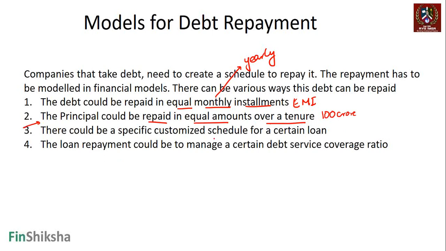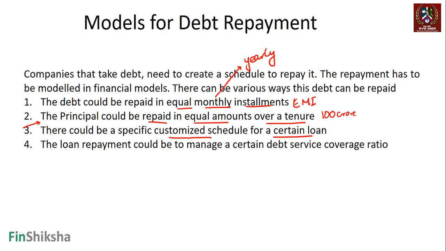There could be a specific customized schedule for a certain loan. That's the third one, where a bank says that for a certain number of years you pay this much and then you pay a different interest rate or repayment schedule. Similarly, the bank could say what kind of repayment has to be made yearly.